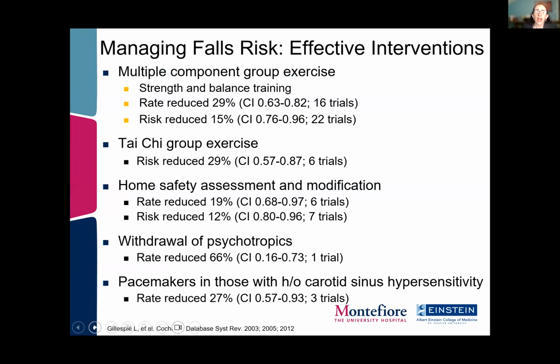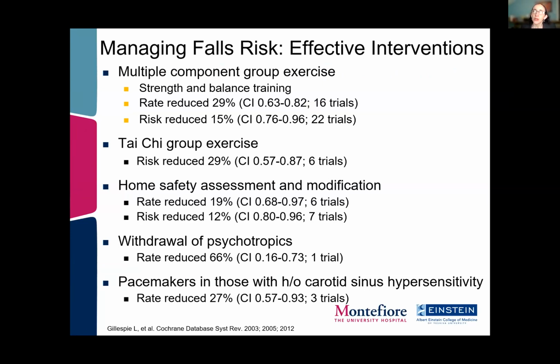And then I also wanted to highlight that there have actually been systematic reviews showing there's really good evidence for multiple different types of falls risk reduction strategies, whether it's group exercise, Tai Chi, home safety assessment and modification. And I know that one of the other speakers today is going to touch on this more, withdrawing psychotropics. So there's really evidence-based falls risk intervention. There's a lot we can do. And vitamin D supplement, someone asks, that's a great question. We can come back to that in the Q&A. There's a lot we can do.